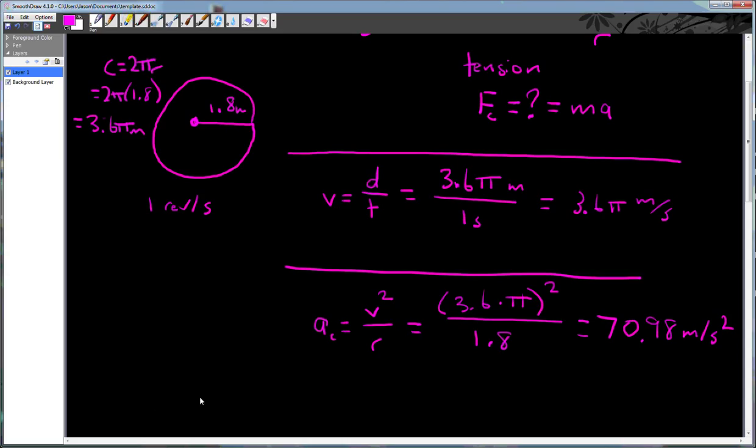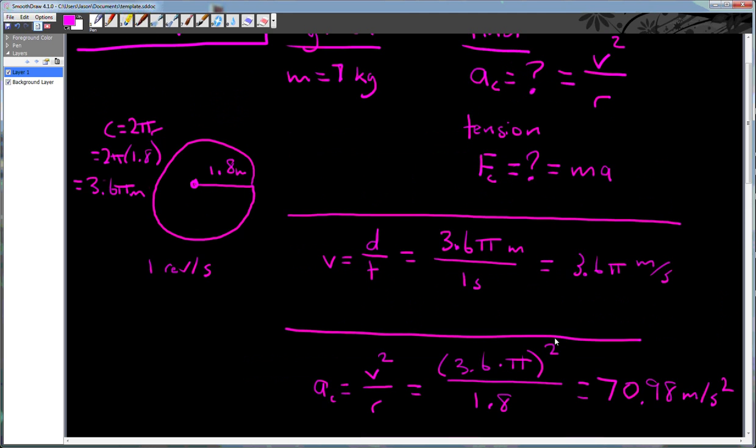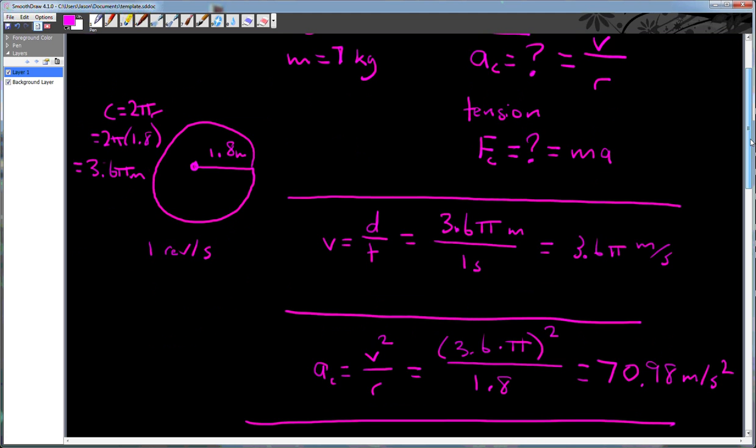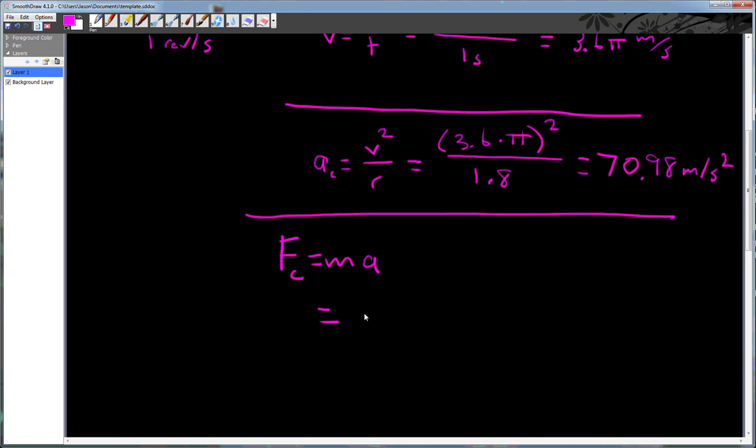Cool. So that's our first answer. Our centripetal acceleration is 70.98 meters per second squared. Now we need to find the force. So our centripetal force is equal to mass times acceleration. We have our mass. It was given to us as 7 kilograms. So that's 7 kilograms times our acceleration, which is 70.98 meters per second squared.